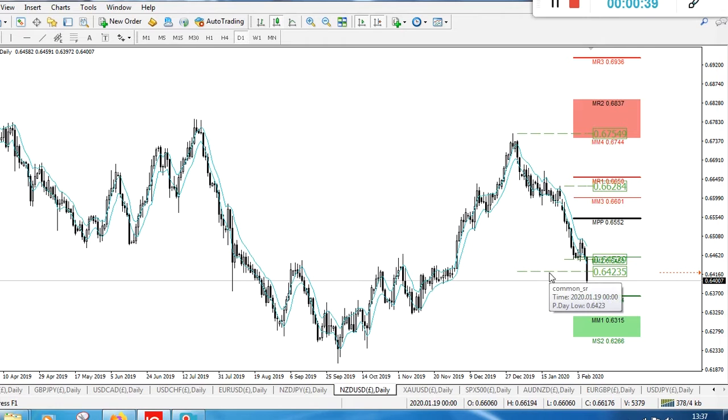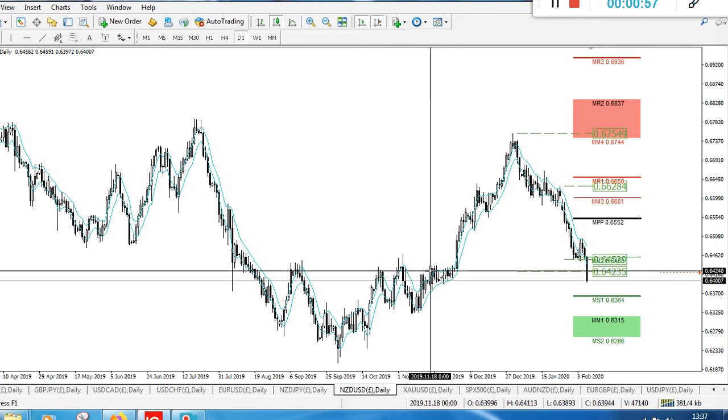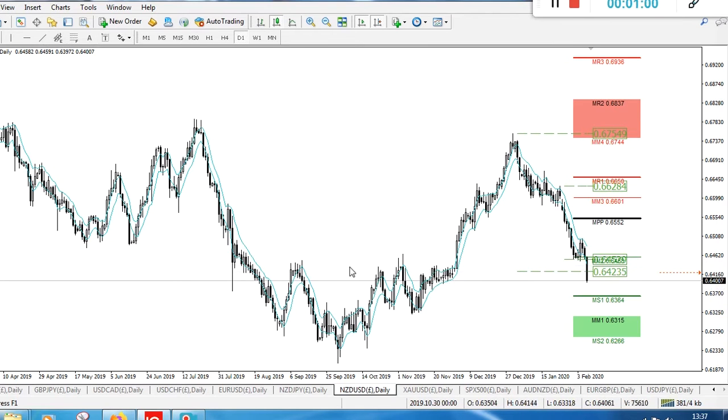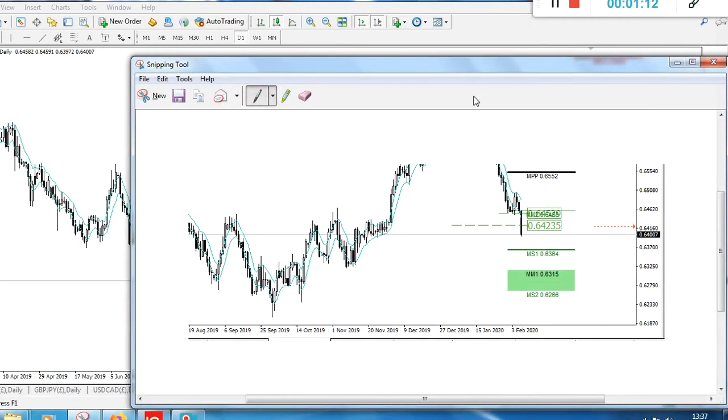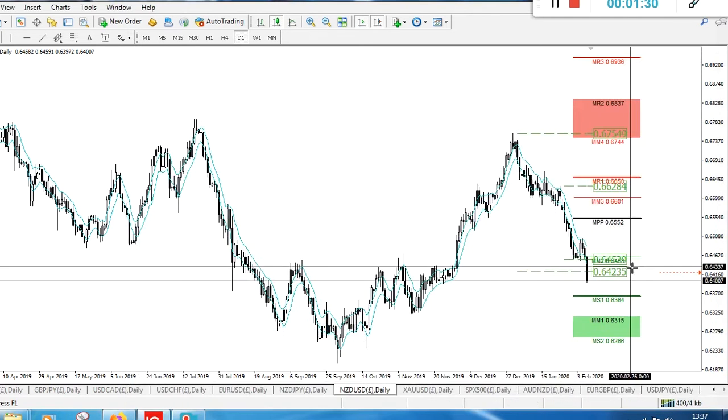I like to get onto the pullback, and that gives me the chance to get extra pips out of the market. I'm just setting an alert for these highs, as they are a good chance to get on. If it retraces up to these highs, I'll show you, I'll bring up this snippet. There are several little highs, but the main one is this one up here.